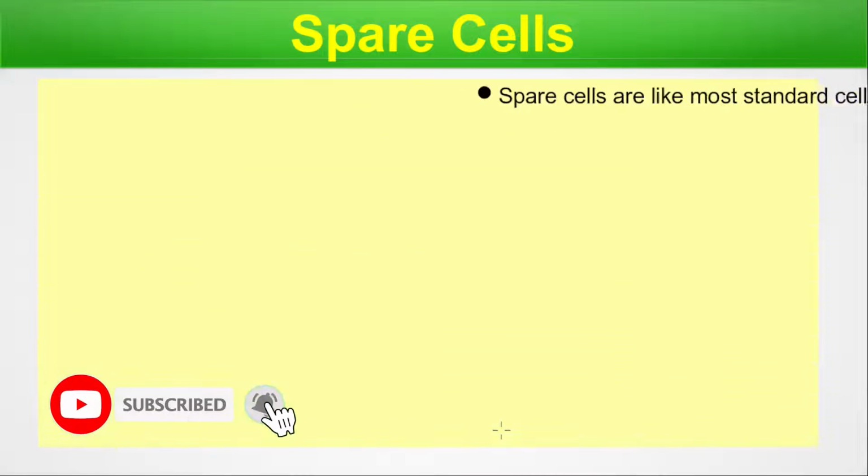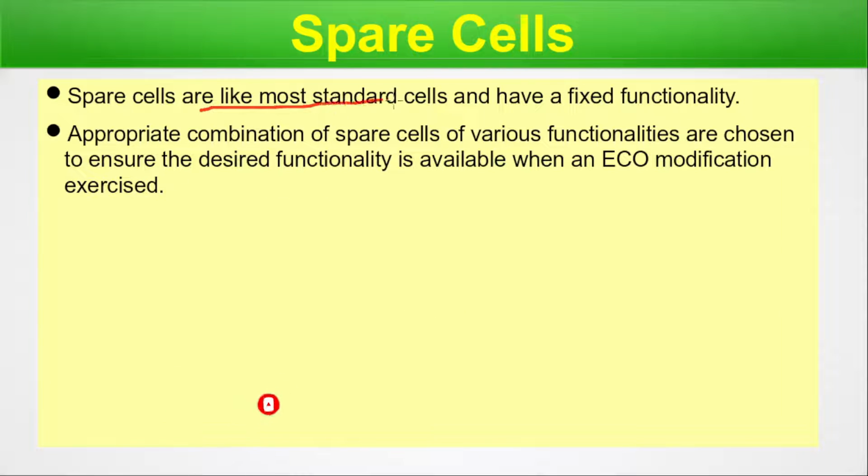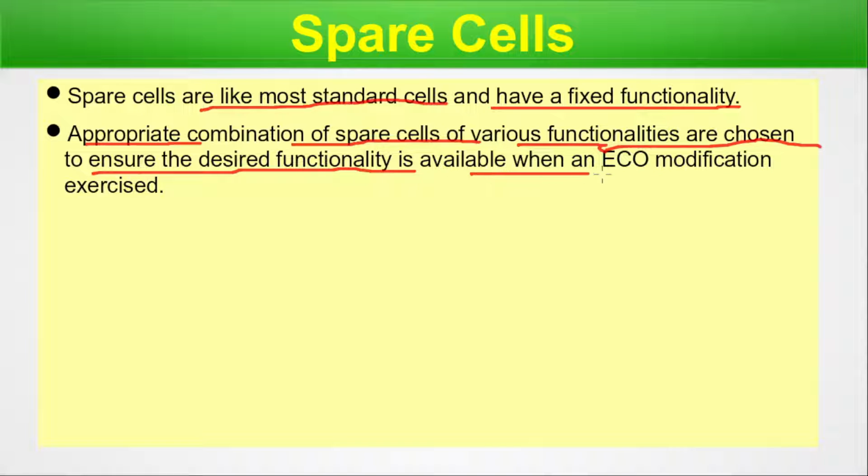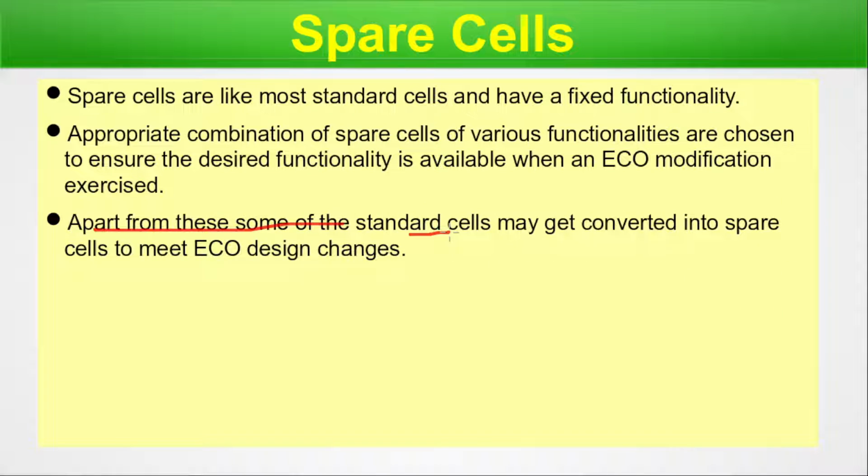Spare cells. Spare cells are like most standard cells and have a fixed functionality. Appropriate combinations of spare cells of various functionalities are chosen to ensure the desired functionality is available when an ECO modification is exercised. Special cells called spare cells are there in your PDK or the design kit. In case you do not know about the PDK or DK, we have already one episode in our FAQ series. Please go ahead and watch that.